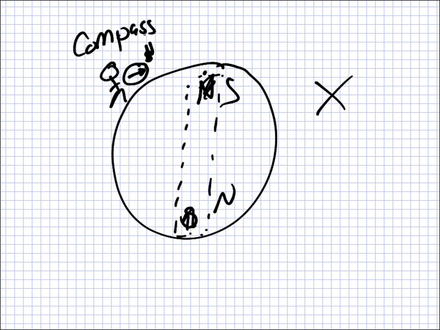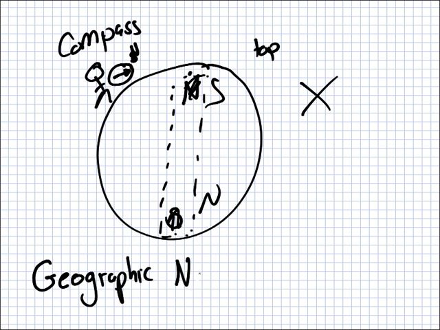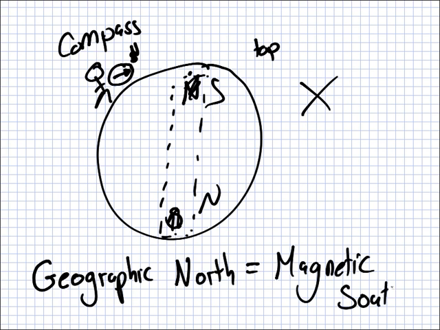But why do we call it north? I don't know. Because it's on the top. So actually, just to be clear, geographic north equals magnetic south.